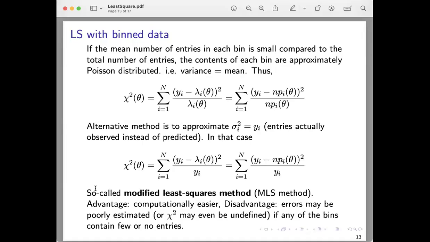So the advantage of using this modified least square method is that it is computationally easier, but there are disadvantages, like the errors may be poorly estimated, or even the chi-square may sometimes not be well defined if the bins contain very few or no entries.